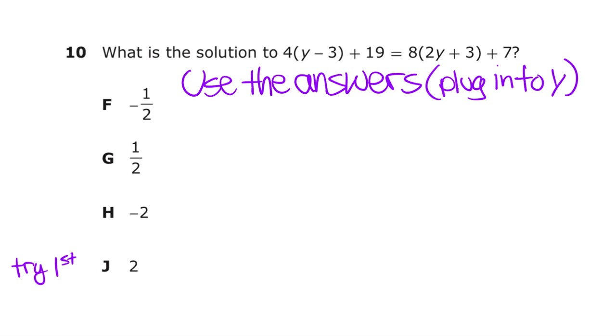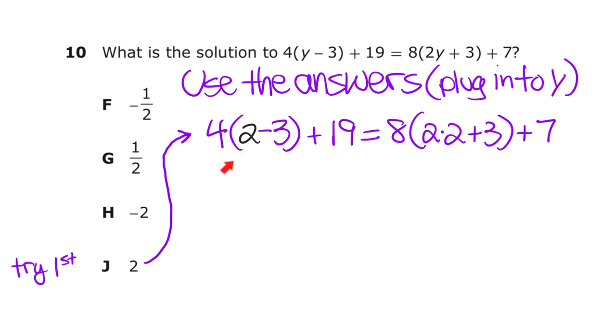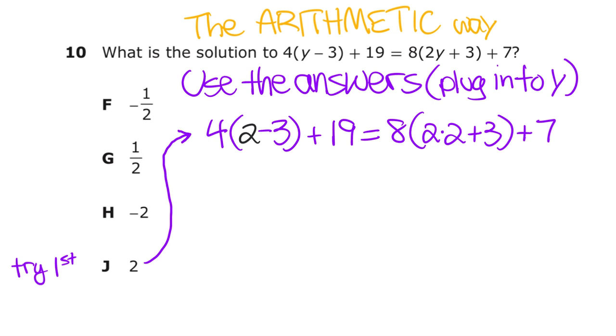I replace each y value with 2, so we get 4 quantity 2 minus 3 plus 19 on the left, and 8 quantity 2 times 2 plus 3 plus 7 on the right. We're doing what's called arithmetic, adding, subtracting, multiplying, dividing, which is generally easier than algebra.